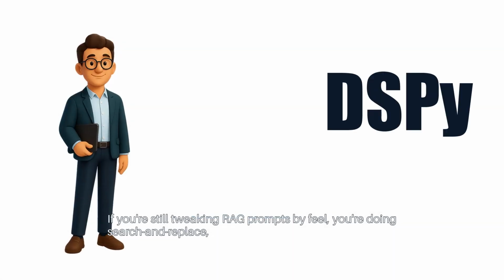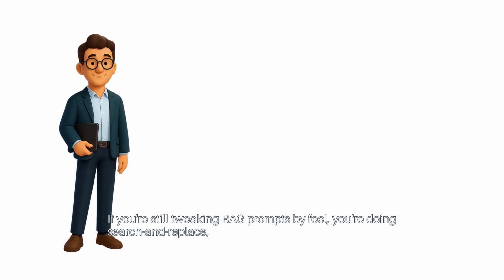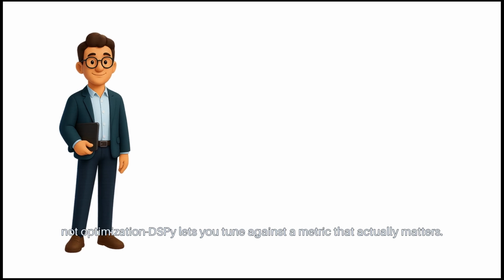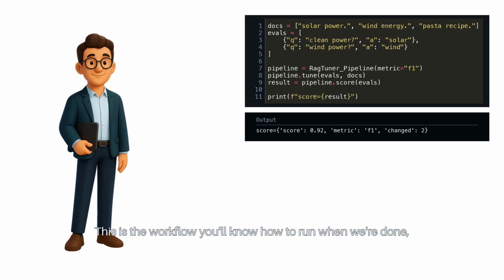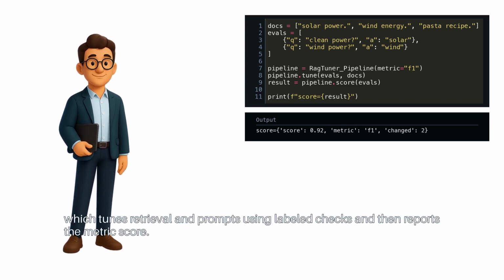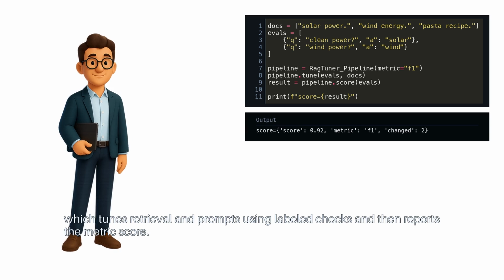If you're still tweaking RAG prompts by feel, you're doing search and replace, not optimization. DSPy lets you tune against a metric that actually matters. This is the workflow you'll know how to run when we're done, which tunes retrieval and prompts using labeled checks, and then reports the metric score.